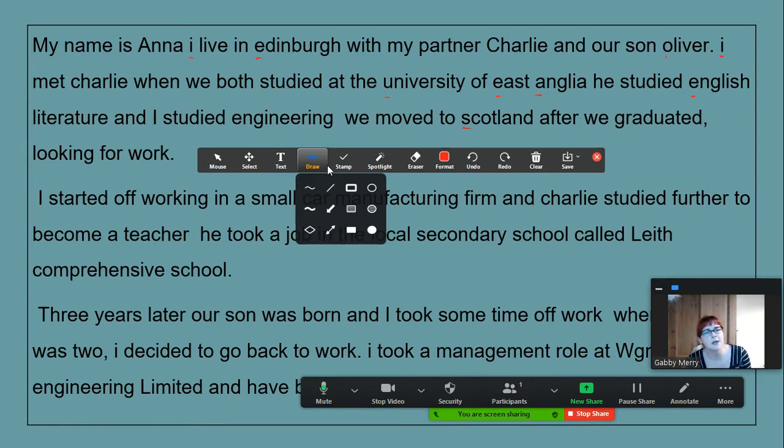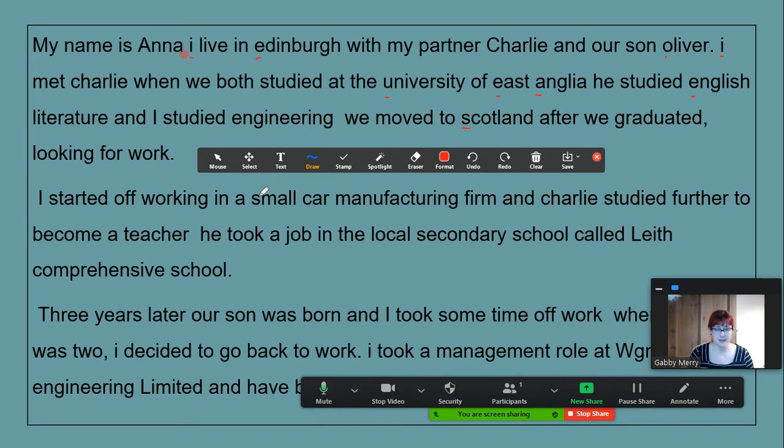My name is Anna. I live in Edinburgh with my partner Charlie and our son Oliver. There's a lot there. There's two separate bits, if you like. We actually need to stick a full stop in here at the end of my name is Anna. My name is Anna works as one piece of information. It makes sense on its own. It doesn't need to carry on.